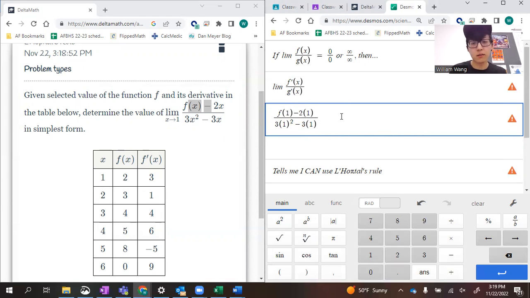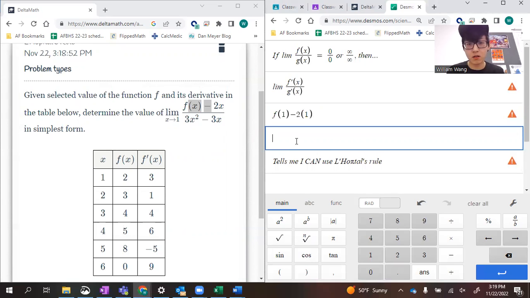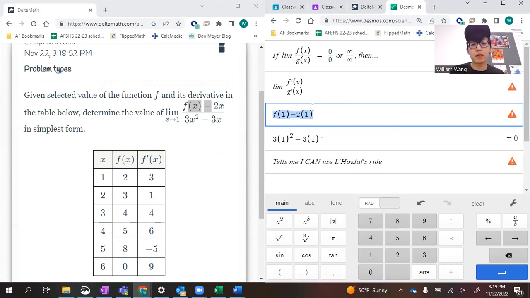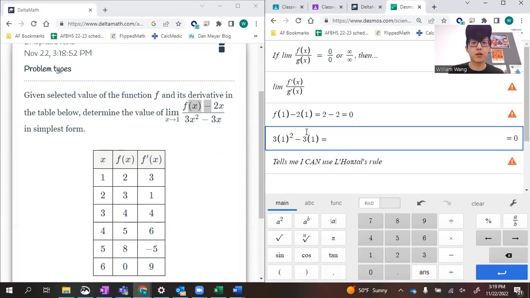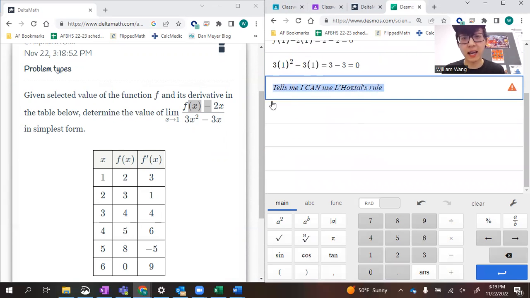I'll write these out separately. So f of 1 minus 2 times 1, this is equal to 2 minus 2, which is equal to 0. So my numerator is 0. Now let's look at my denominator. 3 times 1 squared, that's 3, minus 3 times 1, so 3 minus 3, that's equal to 0. Cool, it's 0 over 0. I can use L'Hopital's rule. So we're good. I can use this.